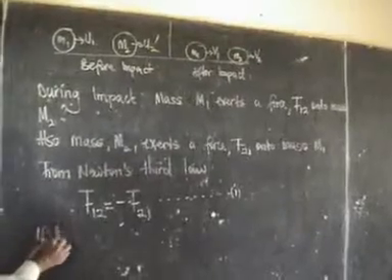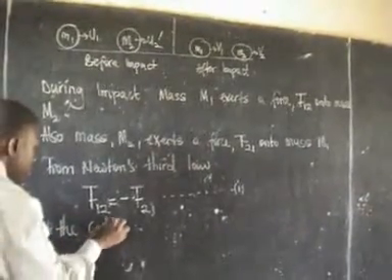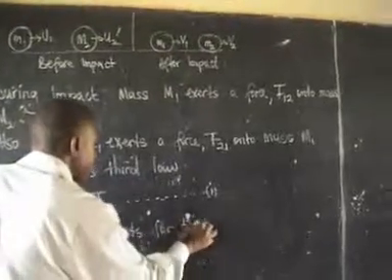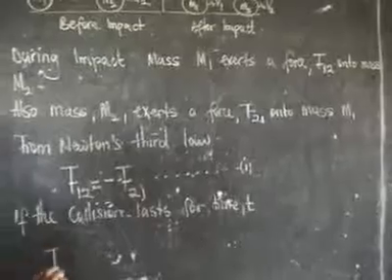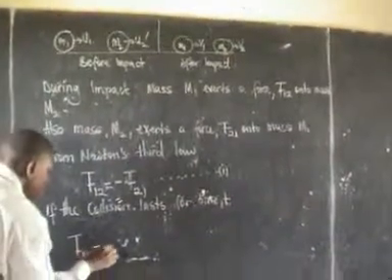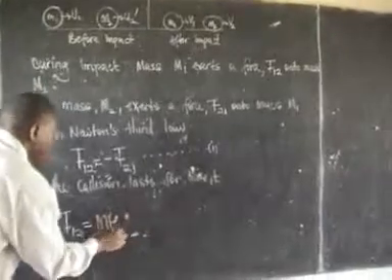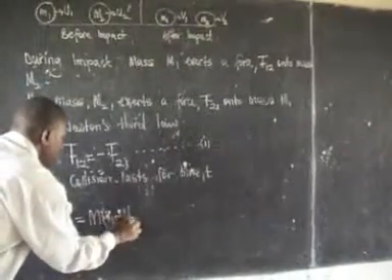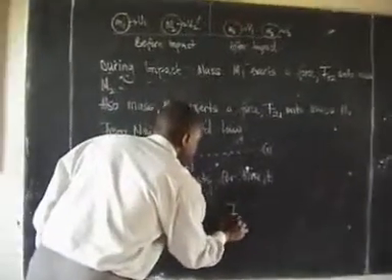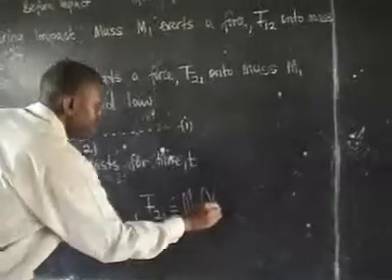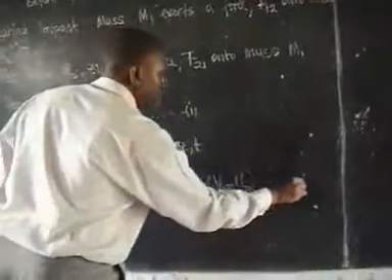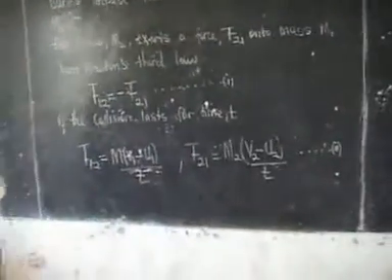Now if the collision or the interaction lasts for time t, F12, that is the force experienced by M1, is equal to MA, and in this case A is V1 minus U1 divided by T. Similarly, F21 is M2 times V2 minus U2 divided by T. So I can call those couple of equations equation 2.